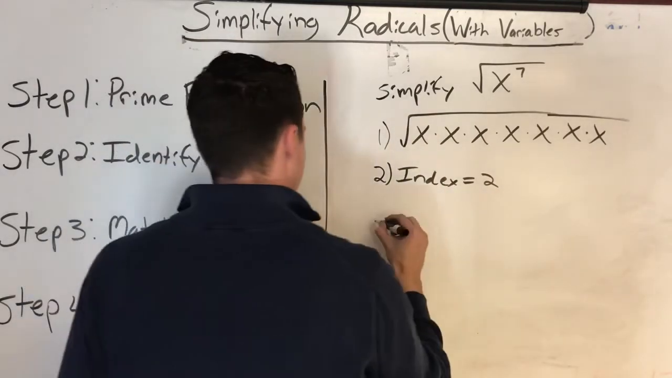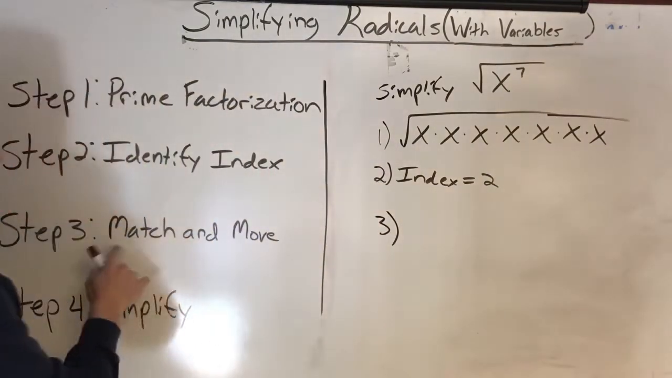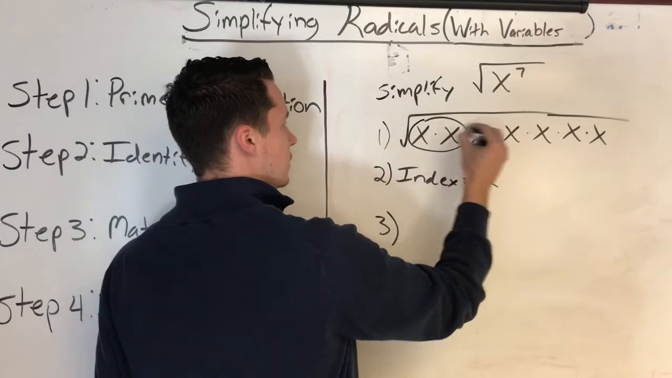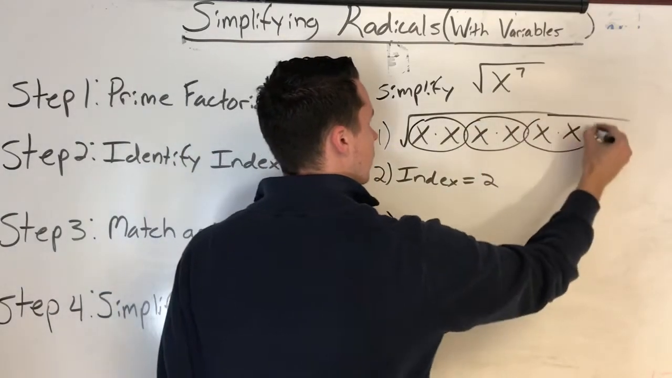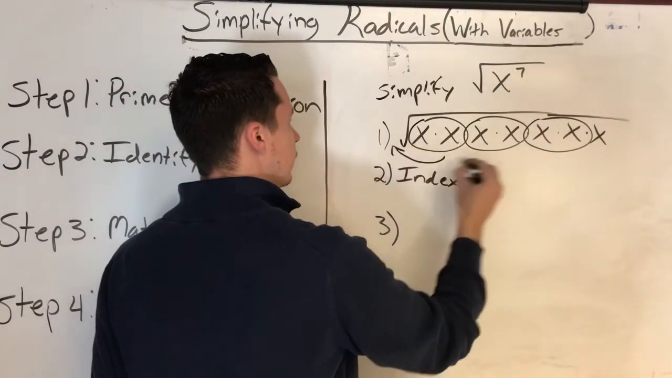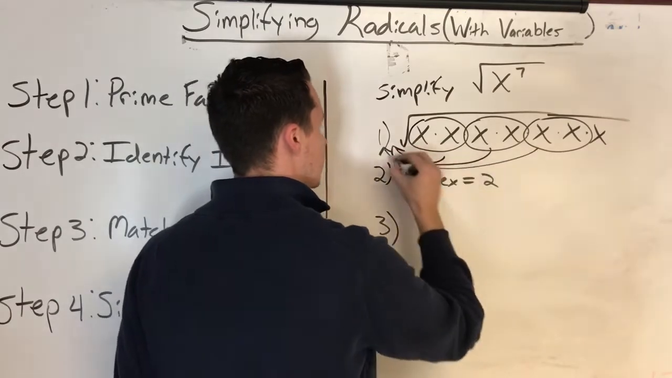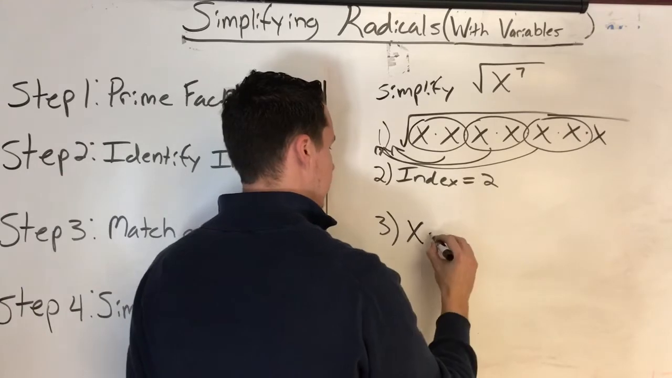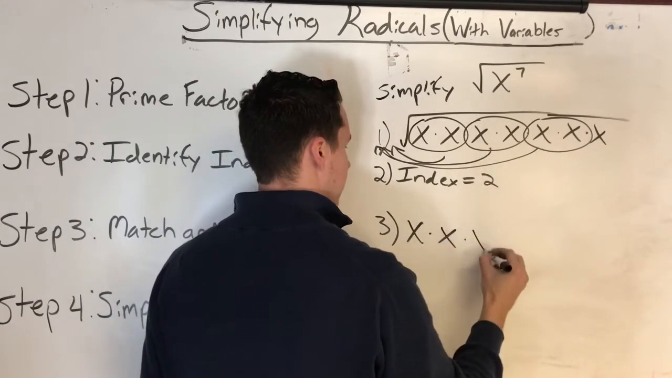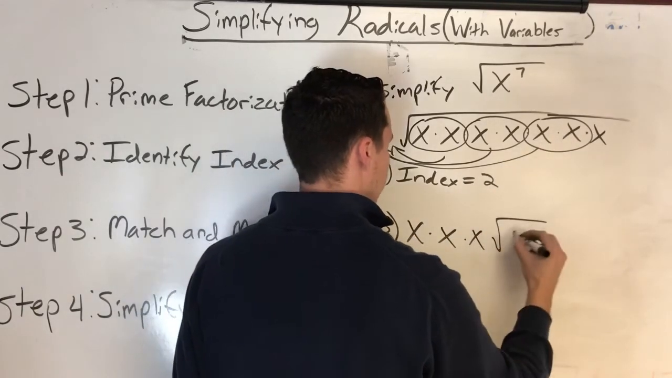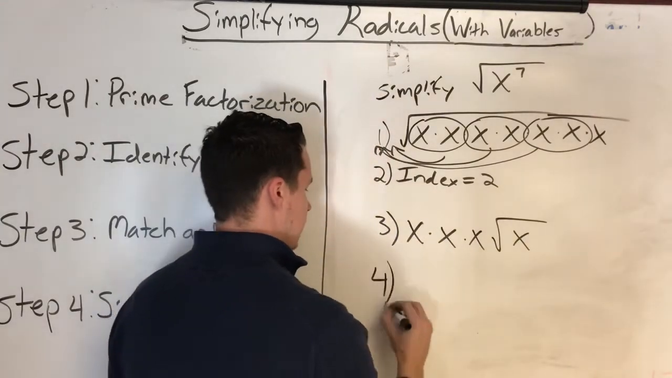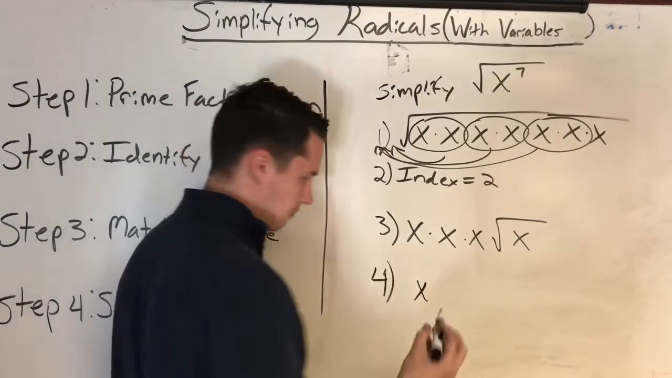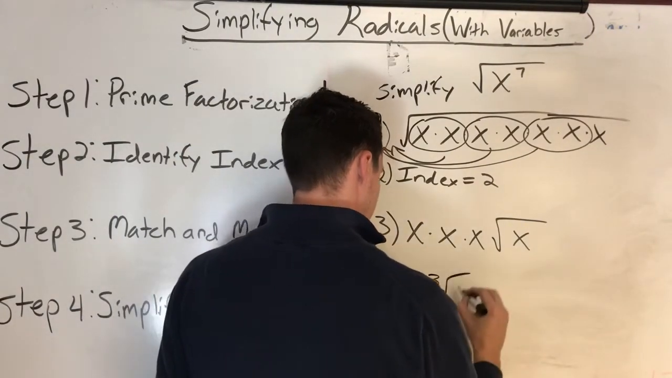You get the point. Now the next step is to match and move. So we're going to go ahead and match it equal to our index. So we have three groups of 2 that we're looking for. And there we go. And then we need to move these to the outside, just like in our previous stuff. So what we're going to get here is x times another x times another x times the square root of x. And then our last step is to simplify. So we're going to get x to the what? Probably x cubed, square root of x.